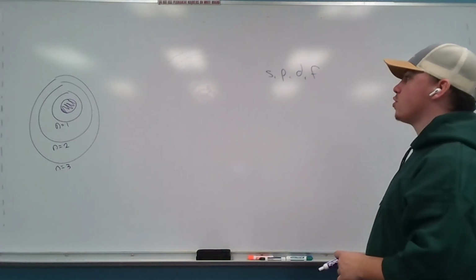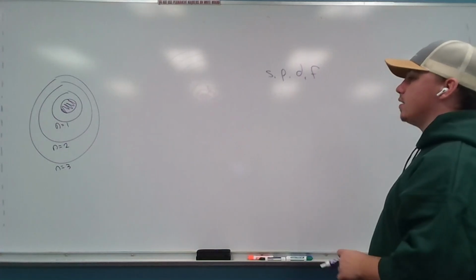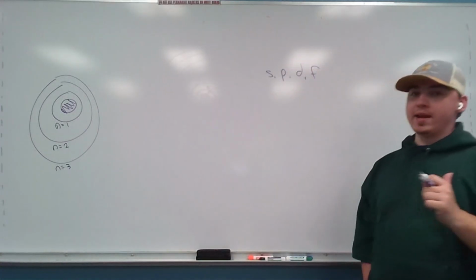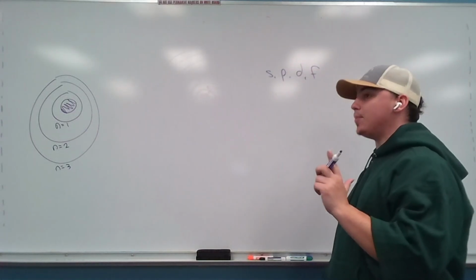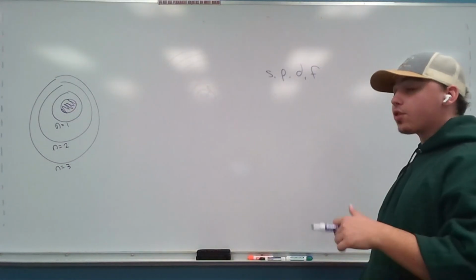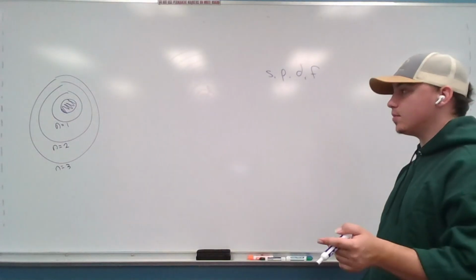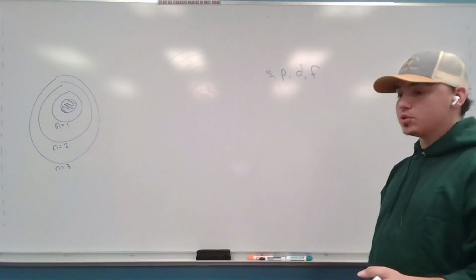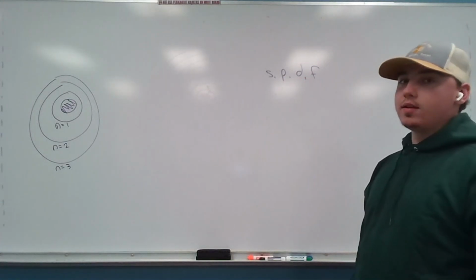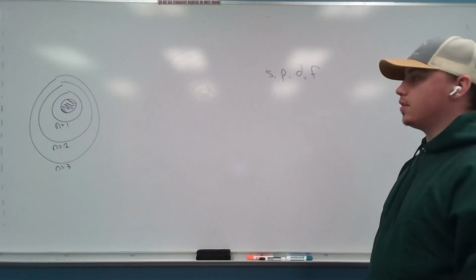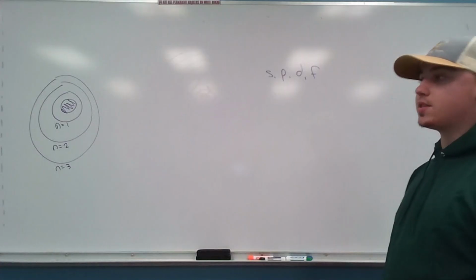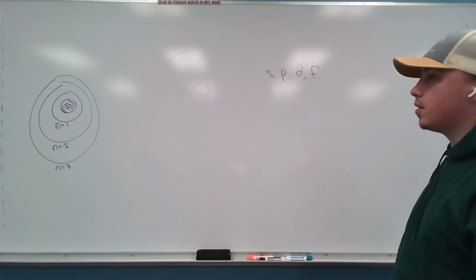Shell one is going to have an S subshell. Shell two is going to have a P subshell and an S subshell. It's going to stack on top of itself. The third shell is going to have the S subshell, the P subshell, and the D subshell. So these are in order: S, P, D, F. I bet you can guess where the F subshell is. The fourth shell is where we start seeing the F subshell pop up.